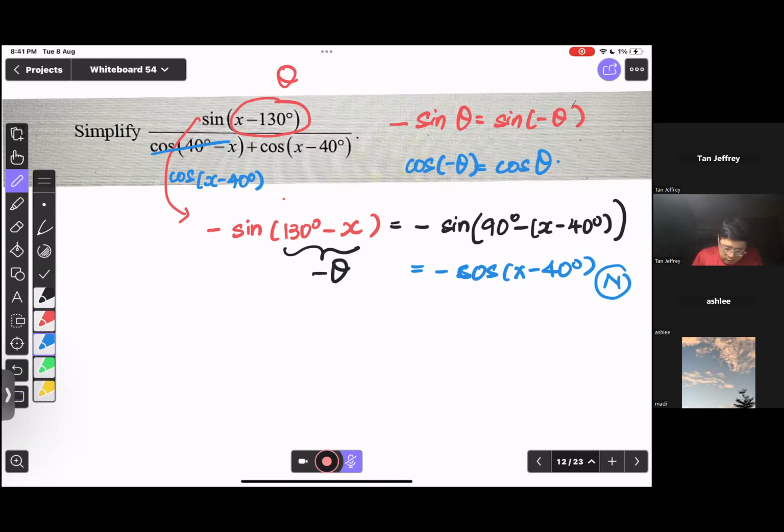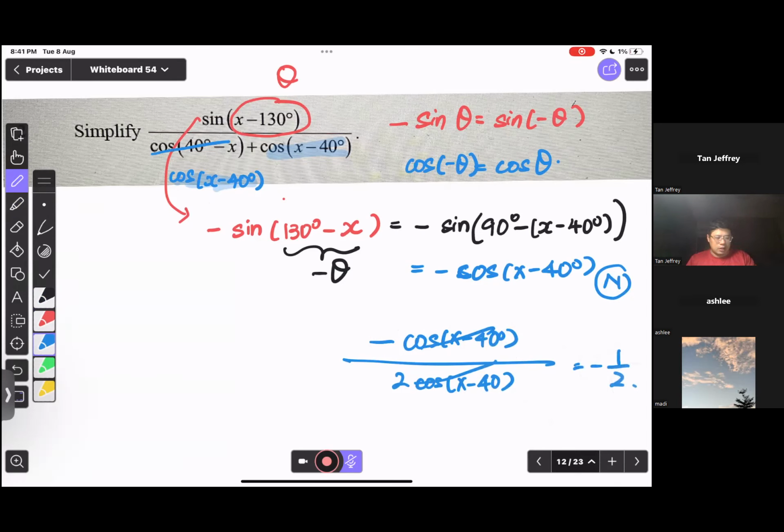So therefore, I have 1 unit of cos x minus 40, and 2 units of cos x minus 40. So I have negative cosine x minus 40 at the top, and below I have 2 cosine x minus 40 degrees. Cancel. My answer turns out to be negative half.